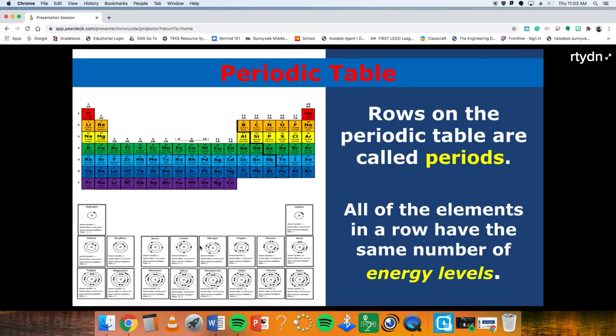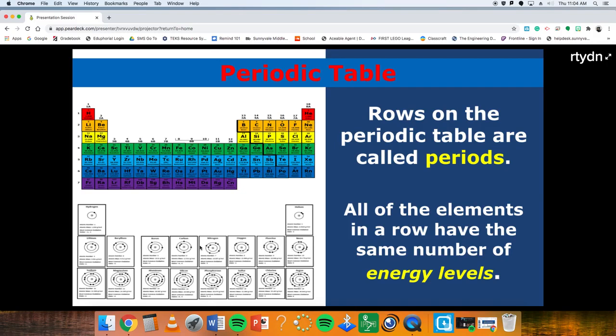All of the elements in the same row have the same number of energy levels. Very true. I already talked about that initially with hydrogen and helium. It only has one orbital or one energy level. Row 2 has 2 energy levels. Row 3 has 3 energy levels, so on and so forth.